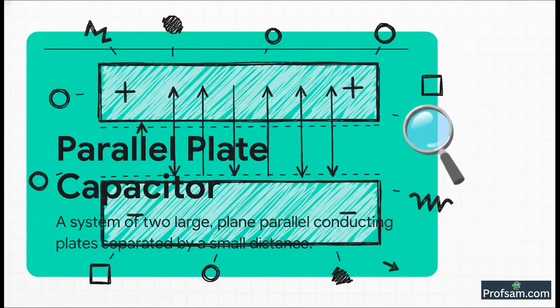Okay, here it is. This is the exact definition from your textbook. A parallel plate capacitor is a system of two large, plain, parallel conducting plates, separated by a small distance. The key words you have to remember for your exam are two large, plain, parallel conducting plates. And the distance between them, it has to be small. That's it. That's the definition.